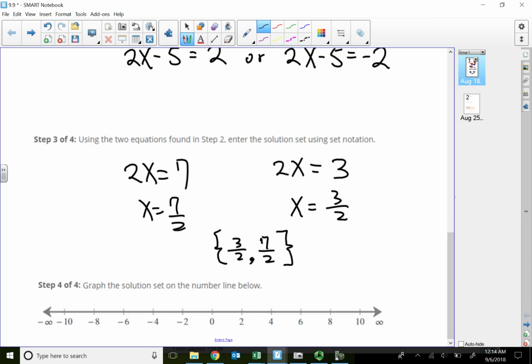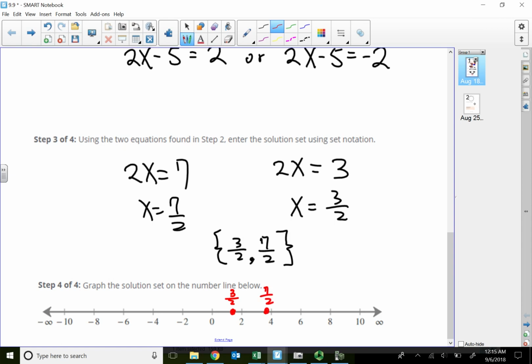Now I just have to graph it. 3 over 2 is about 1.5, so that might be somewhere between 1 and 2. I'm just going to put a dot right there for 3 over 2. That's what you would do. Move the cursor on the homework to reach 3 over 2. 7 over 2 is about 3.5, so if this is 3.5 it will be about right here.